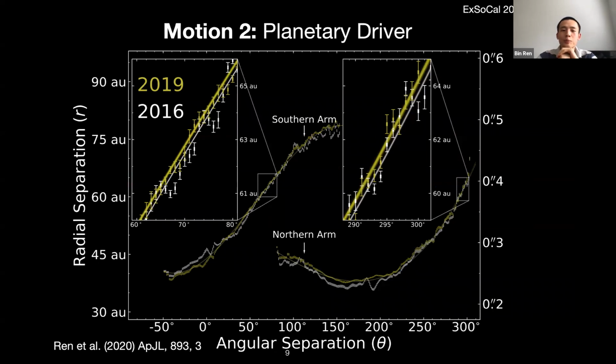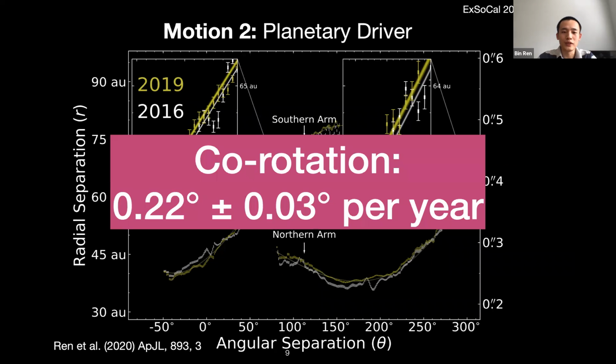Of course, both spiral arms can also move at distinct rates, but I'm talking about a single planetary driver here. And in this way, no matter what the radial location of the spiral arm particle, the azimuthal movement will be the same between the 2 epochs. And what we found? We found that no matter if we fit the 2 spiral arms separately or together, they are all consistent with co-moving at a rate of 0.22 plus or minus 0.03 degree per year.